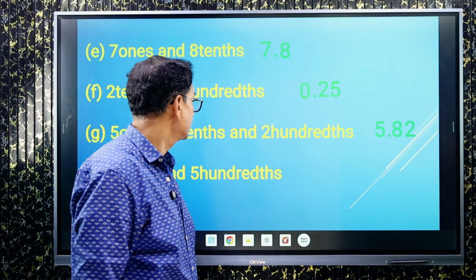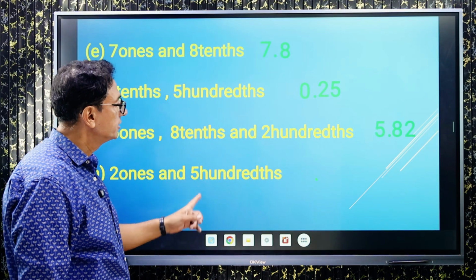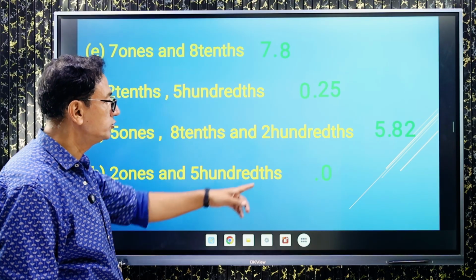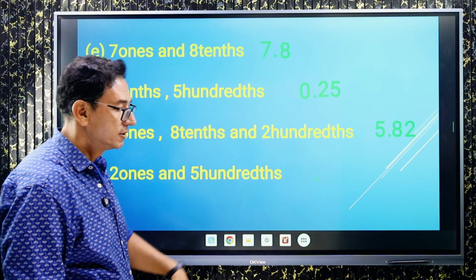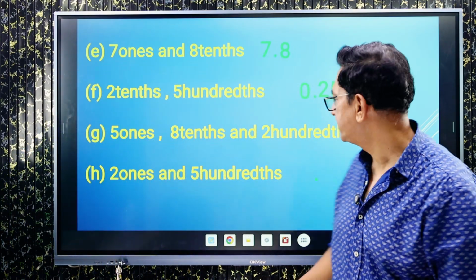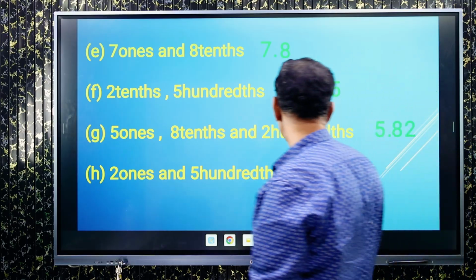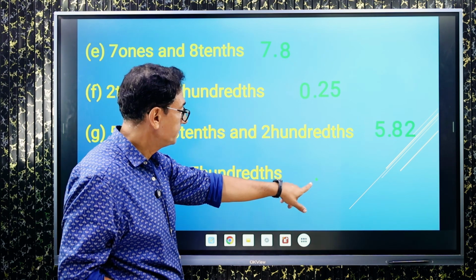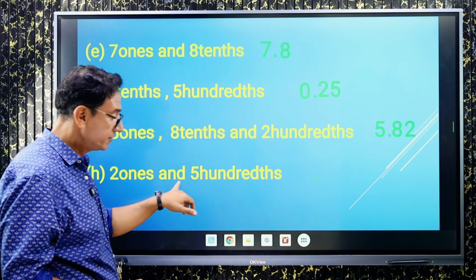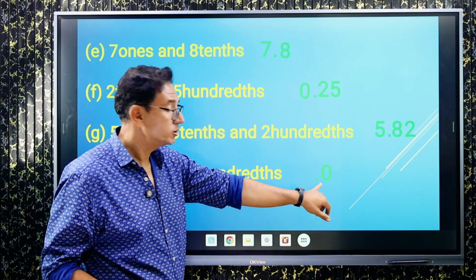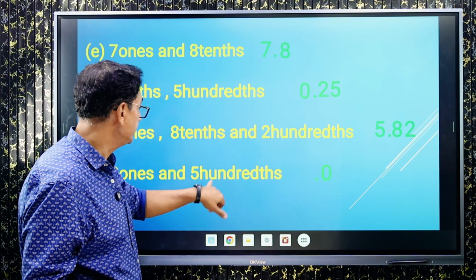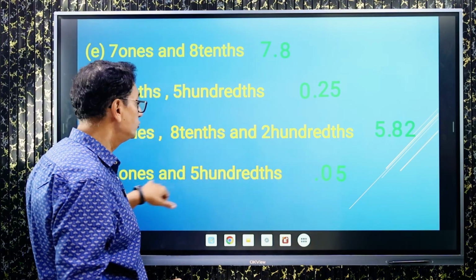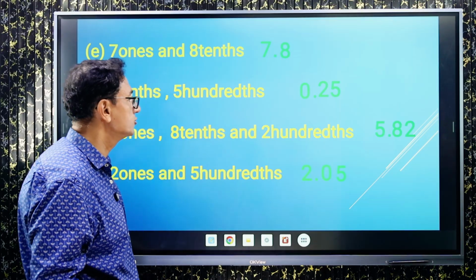Okay? The last one, it will be 2.05. How did we do the last one? First, we will draw the 0 as we have, and then we have no tenths digits, so we will write 0 in the tenths place, and then 5 in the hundredths place, and then 2 ones, so in ones we will write 2.